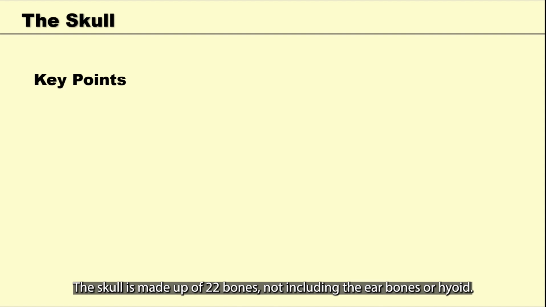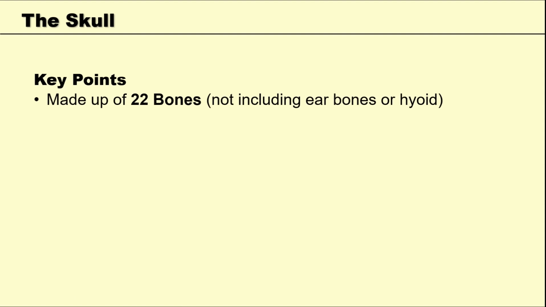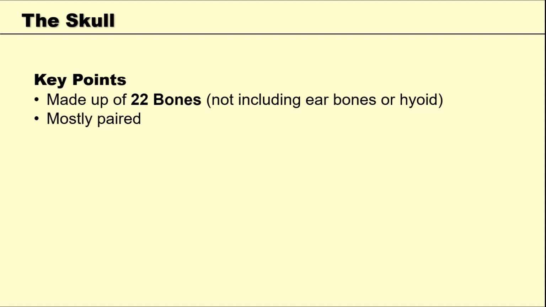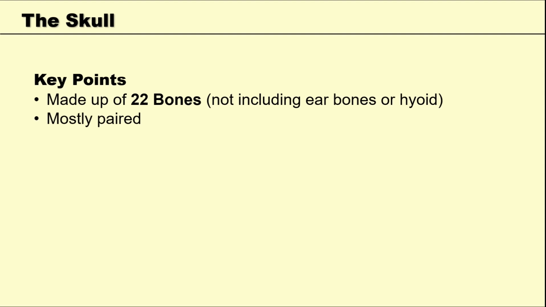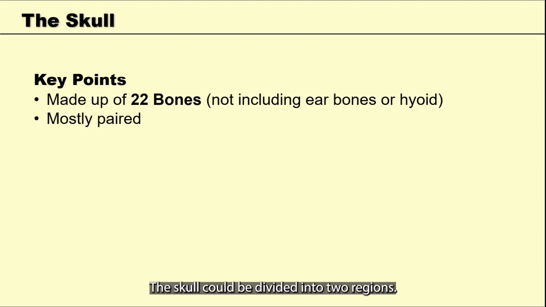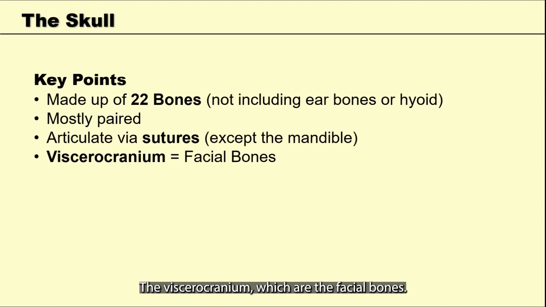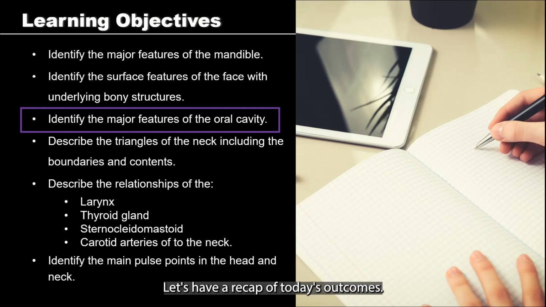The skull is made up of 22 bones, not including the ossicles or hyoid, and most of these bones are paired. They articulate via sutures, except for the mandible, which has a fibrocartilage joint. The skull can be divided into 2 regions: the viscerocranium, which are the facial bones, and the neurocranium, which house the brain. Let's have a recap of today's outcomes.